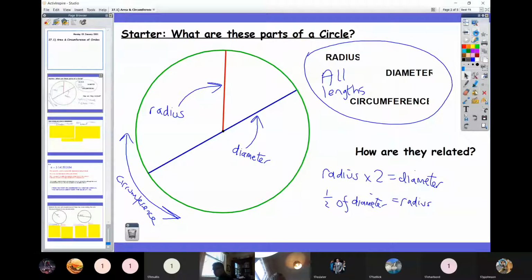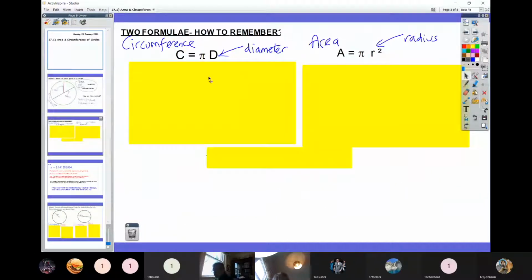So we've then got the two formulae that we need to learn. I'm just switching over to the next slide. While we're waiting for it to come through, see if you can remember in your head what the formula for circumference is and what the formula for area is. So circumference equals pi times the diameter.